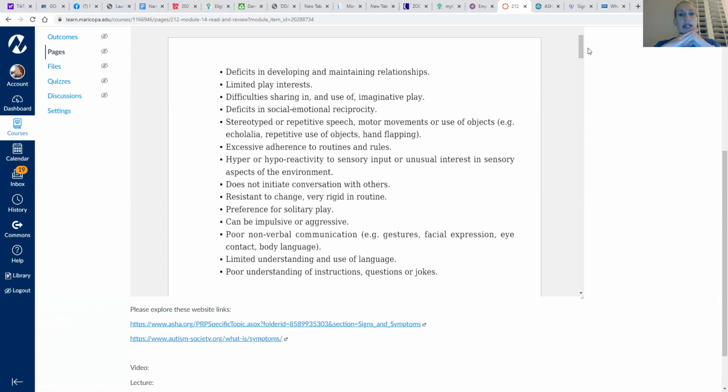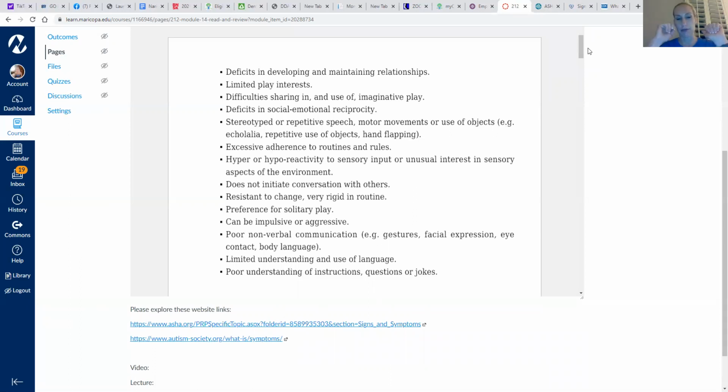So deficits in developing and maintaining relationships. We might see where they can interact, but they can't maintain the relationship. Limited play interest, so those restrictive interests, and difficulty sharing in and using imaginative play. That's the social emotional reciprocity. Then stereotyped or repetitive speech, poor motor movements or use of objects. So this is where we see, for example, this one little boy who likes to take things and run them across the table, over and over again. It doesn't matter what's in his hand. It looks like he's trying to do what you do with a car, the way little boys play with cars, but he does this with whatever's in his hand. I was telling the intern I have right now, hey, that's definitely stereotyped or repetitive behavior. So motor movements, use of objects, echolalia, repetitive use of objects, and hand flapping.